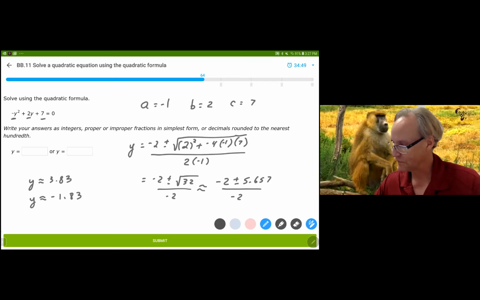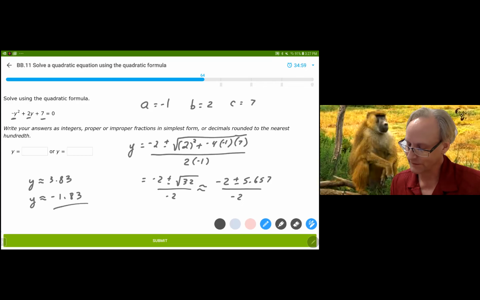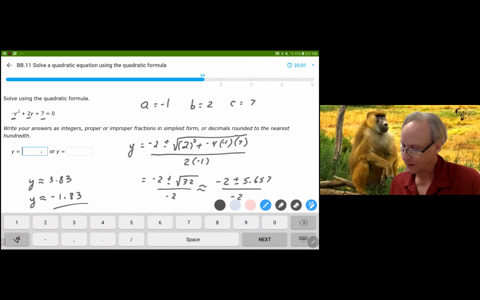Okay, so by the way, the sum of these two ends up being positive 2, doesn't it? Remember that the sum has to work out. Something to think about. Anyway, looks like negative 1.83 and 3.83. I believe it's correct. And yeah, I think it's okay.